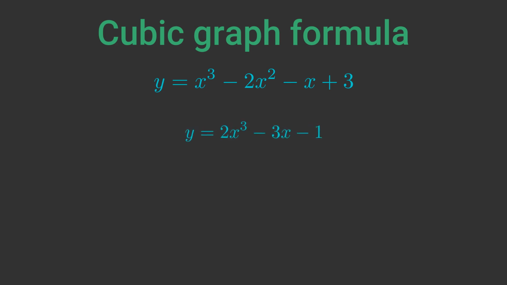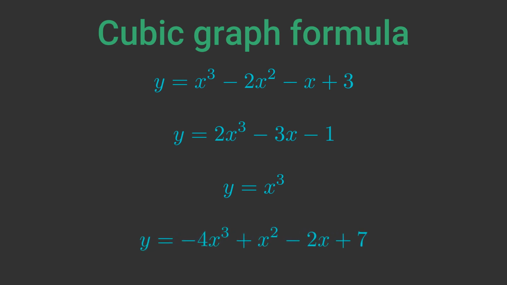A cubic equation doesn't have to have all four terms. For example, this formula doesn't have an x squared term. The simplest cubic equation only has a term in x cubed. Also remember that the term in x cubed can be negative. For example, in this equation, the cube term is minus 4x cubed.